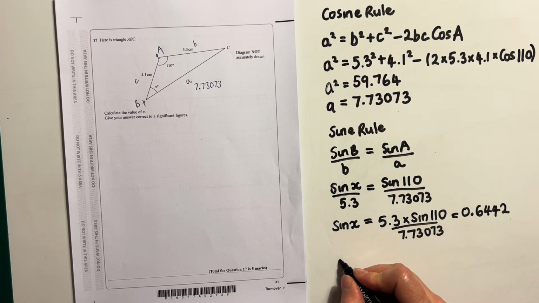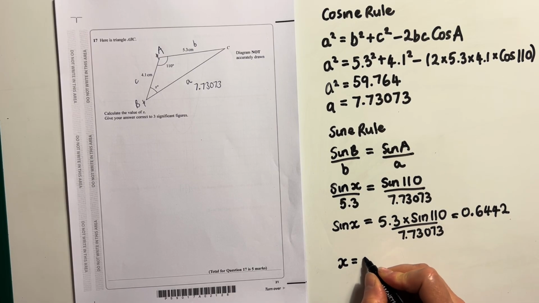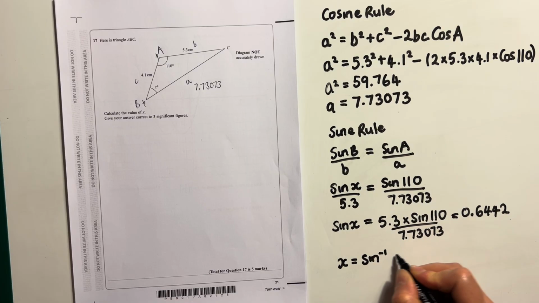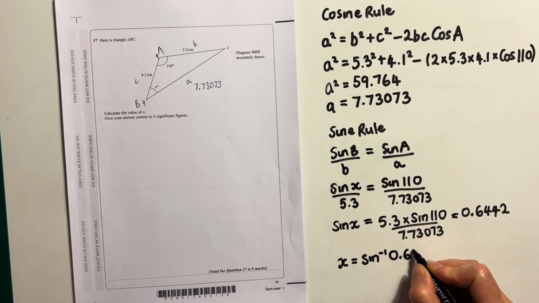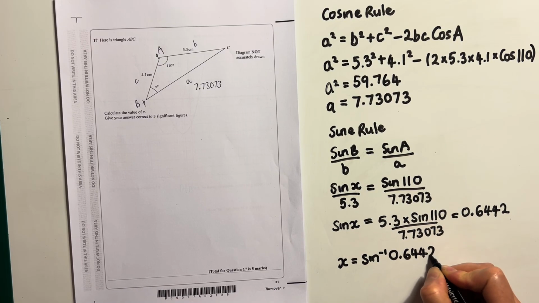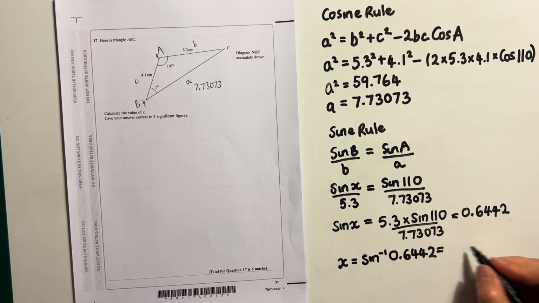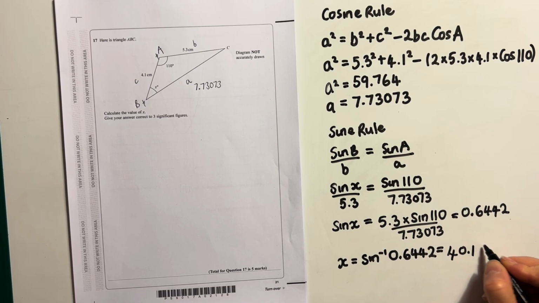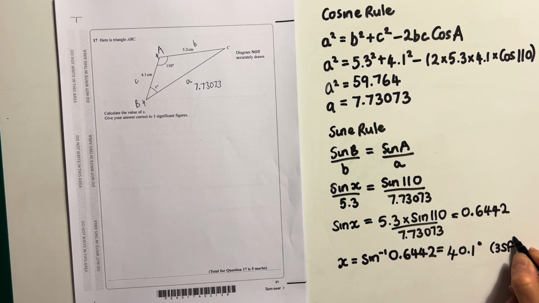And then to find x, we need to do the inverse of sine of the 0.6442, and that will give us 40.1 degrees, which is to 3 significant figures. So if you've got 40.1, you've got your full 5 marks. If not, you might get some marks for some of your working out.